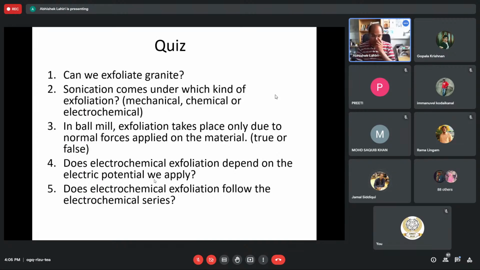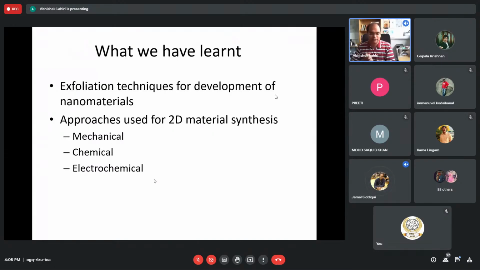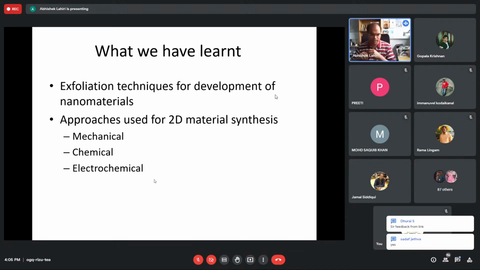Good. So with that, we come to the end of this second lecture. What we learned in this lecture, we were looking into exfoliation of materials. We've seen that we can exfoliate various materials which are stacked together, and we looked into the different approaches for two-dimensional material synthesis, where we looked into mechanical, chemical, and electrochemical techniques for exfoliation. In mechanical, we looked into sonication, we looked into the technique of ball milling, we saw how fluid mechanics can be used.